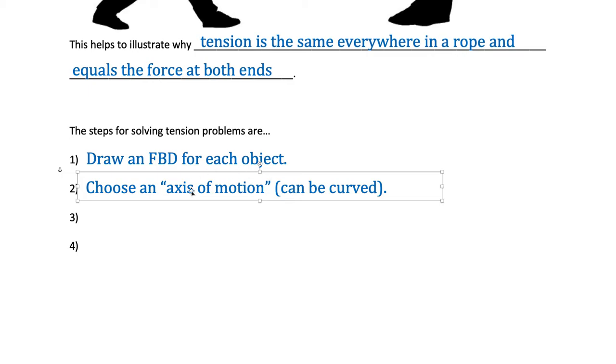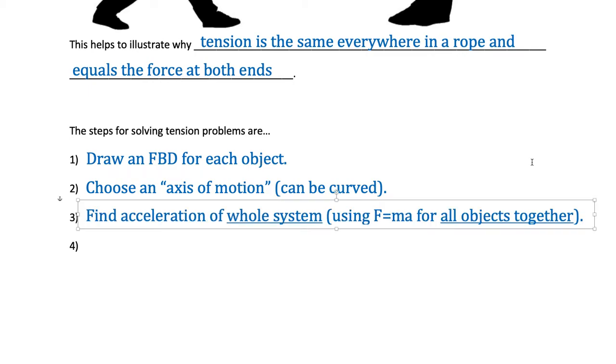And I'll clarify what this means when we get to our example. And note that this axis of motion can be curved. Again, more on this in a bit. Step 3 is to find the acceleration of the whole system. We're going to do this by using F equals ma, Newton's second law, but we're going to use it on all the objects kind of grouped together.